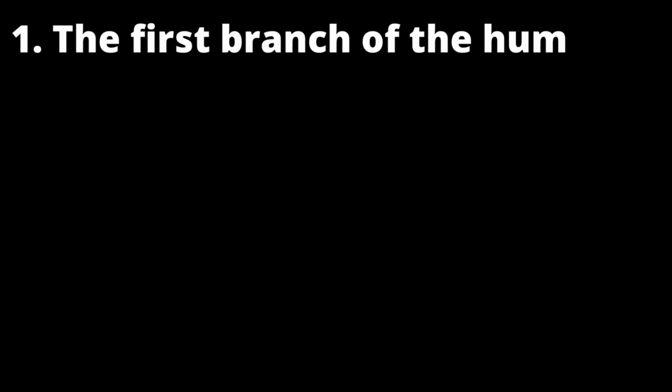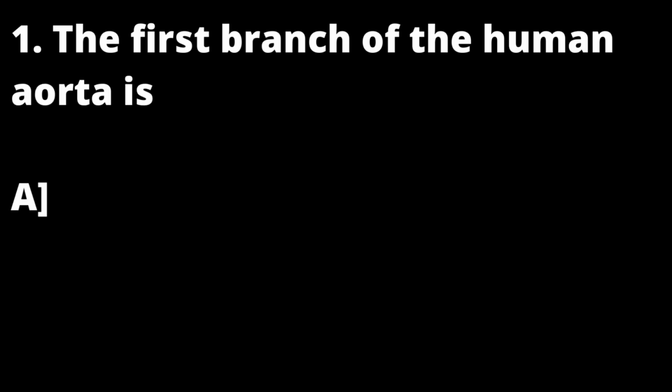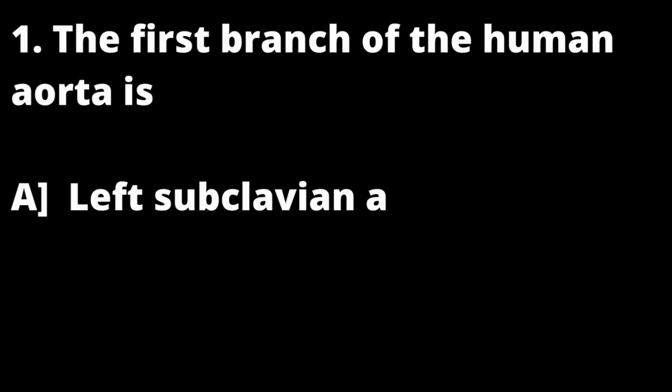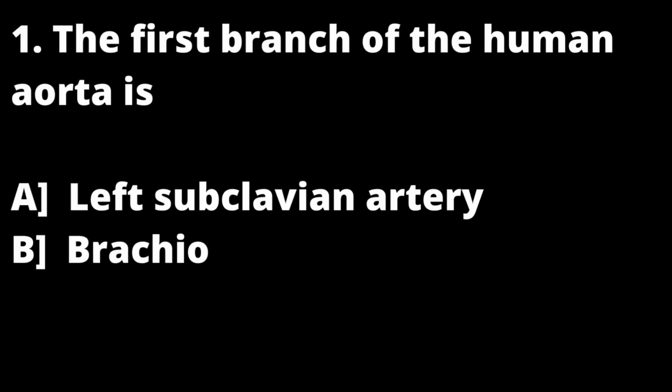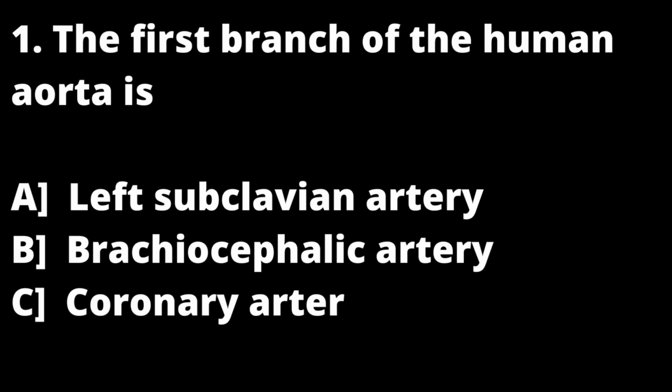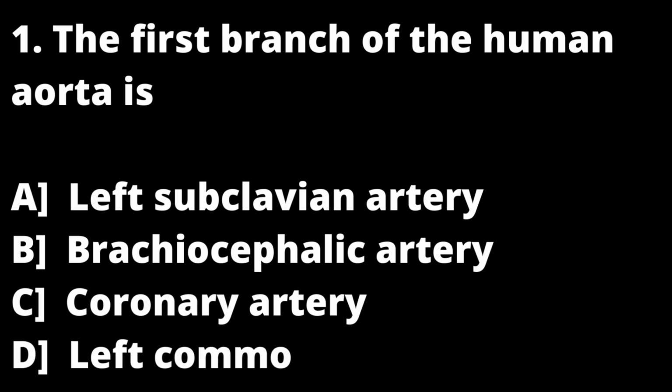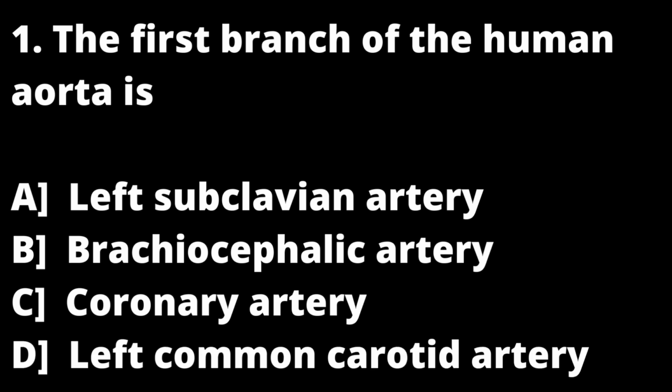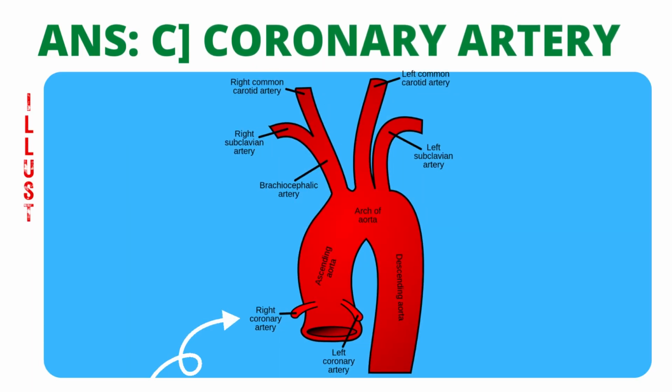Question 1. First branch of human aorta is dash. A. Left subclavian artery. B. Brachiocephalic artery. C. Coronary artery. And D. Left common carotid artery. The answer is C. Coronary artery.